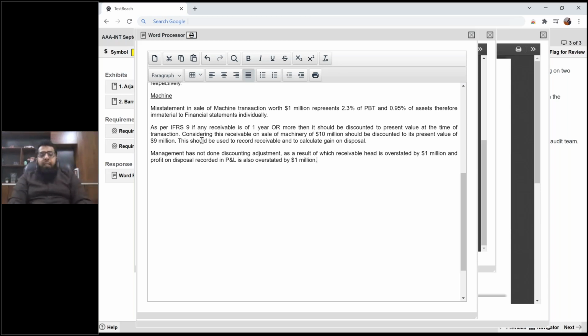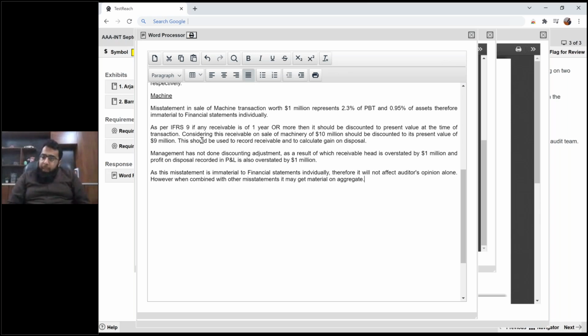As this misstatement is immaterial to financial statements individually, therefore it will not affect the auditor's opinion alone. However, when combined with other misstatements, it may get material on aggregate. Okay, please listen to me. I will repeat it again.